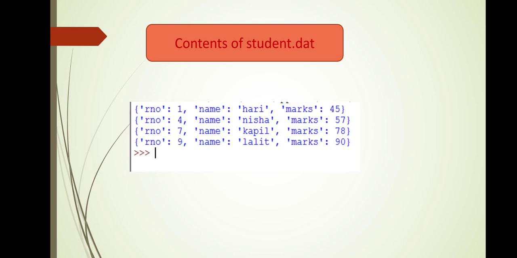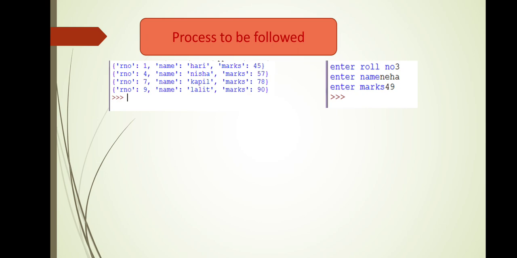Now this is the record, that is, the roll number 3 record has to be inserted in the file. Roll number 3 with name Neha and marks 49. Now if you look into the original content of the file, then where does the new record have to be inserted? It has to be inserted between 1 and 4. So that will be the proper position of this new record.